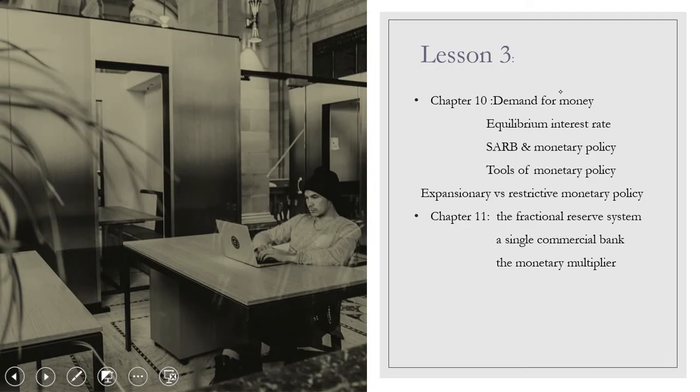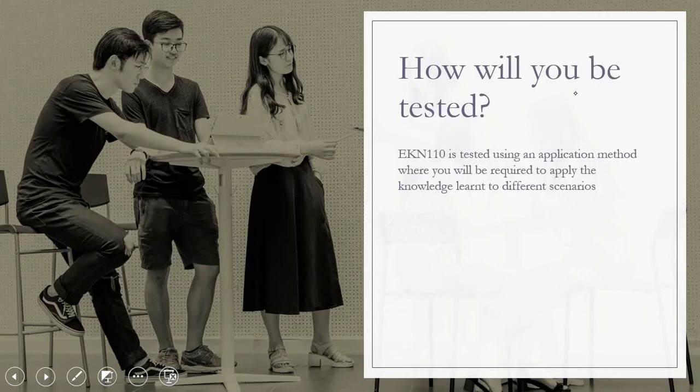Then in chapter 11, you look at the fractional reserve system. So you learn about this fractional reserve system. You learn about how a single commercial bank comes about. And you also learn about the monetary multiplier. Now, the monetary multiplier is a very important concept, so we will be doing a lot of examples on that. Okay, so those are the three different lessons that we will be doing and what they entail.